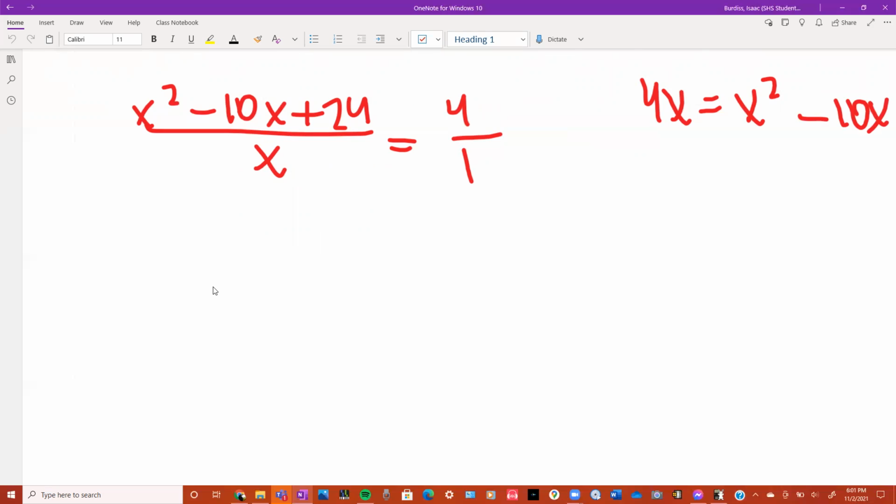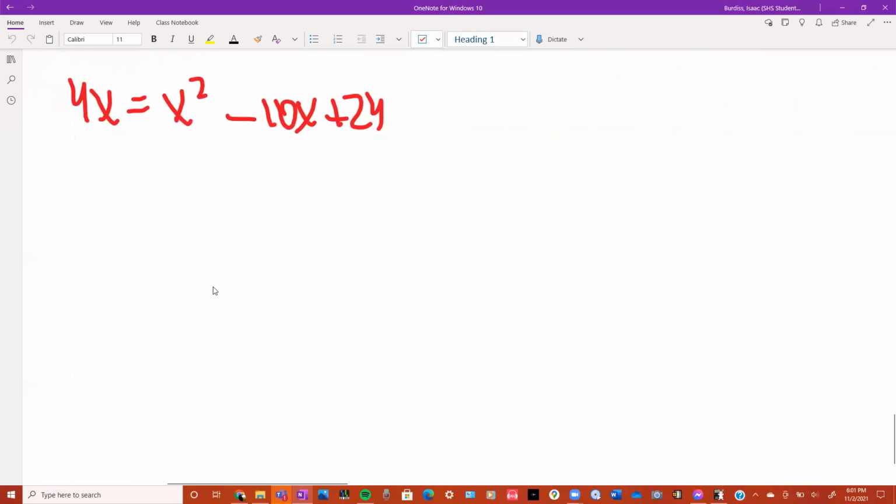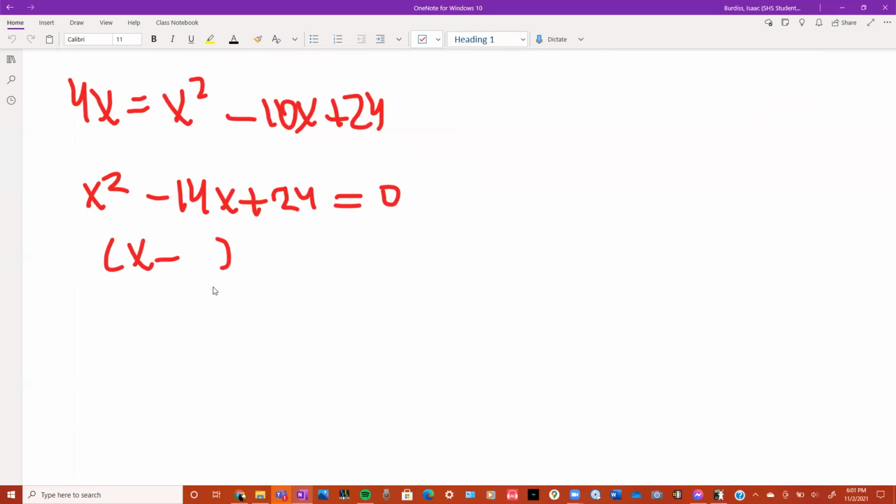Now, since this is quadratic, to find x, we'll need to factor, so everything has to be on one side, so we set it equals 0. Okay. All right, now that'll be x squared minus 14x plus 24 equals 0. We can factor that by, let's see, 12 and 2. Both negative. Okay. So then our solutions would be 2 and 12, but do they both work? Let's see.